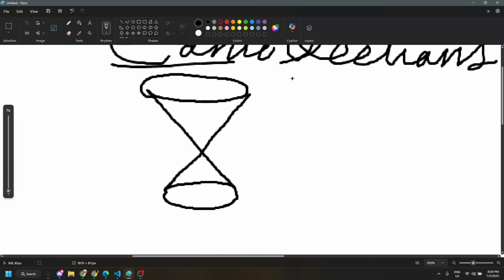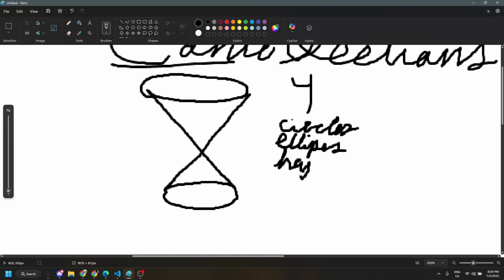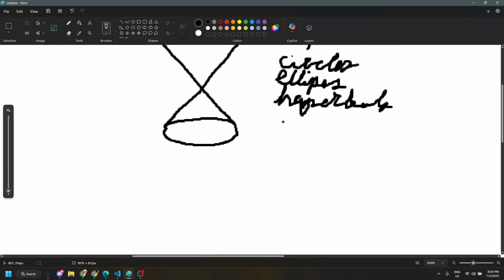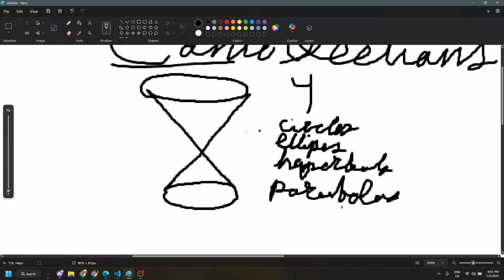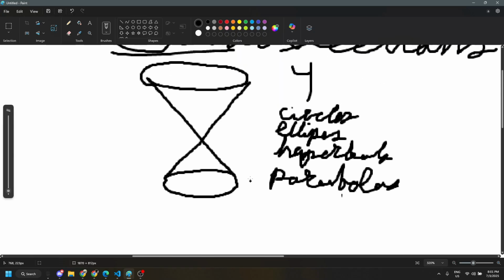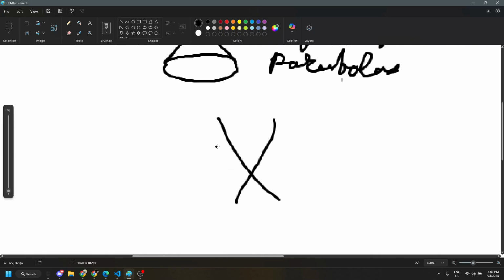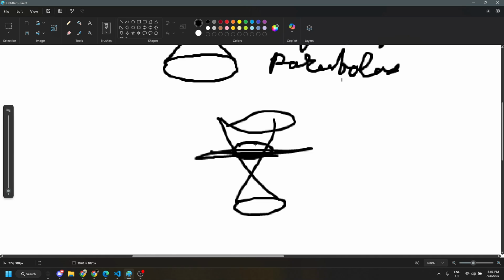So there are four types of conic sections: circles, ellipses, hyperbola, and parabolas. So let's start with the easiest one first, circles. Circles, it's pretty obvious. You just take a flat cross section, and it's a circle.